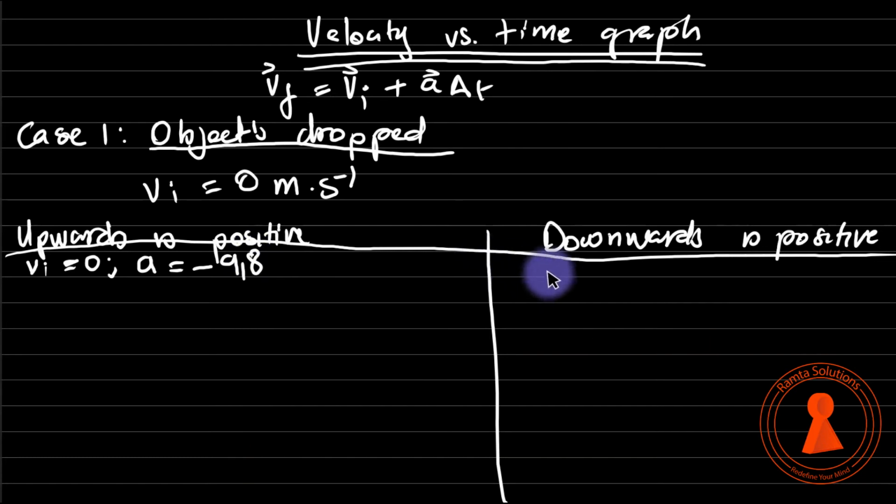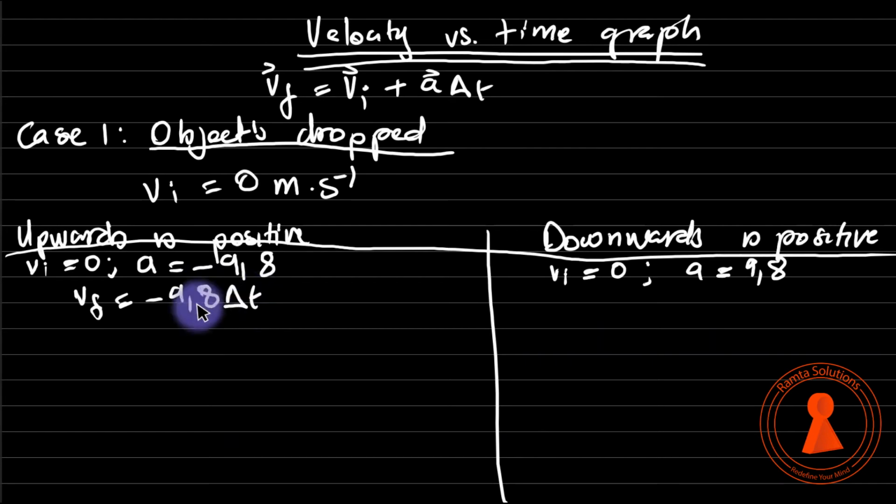In the same way here, initial velocity is 0. Acceleration, we chose downwards to be positive, so acceleration is positive 9.8. Therefore, the graph looks like this. Vf equals, what is Vi? It is 0. So we can say vf equals negative 9.8 delta t. Here, vf equals positive 9.8 delta t. So this graph is like this, while this one is like that.